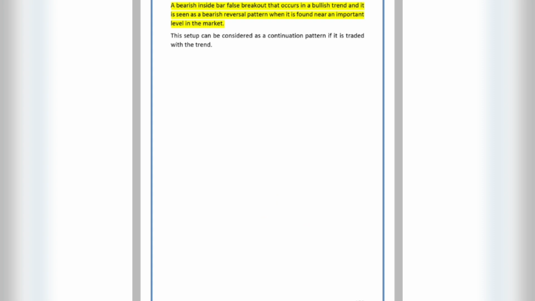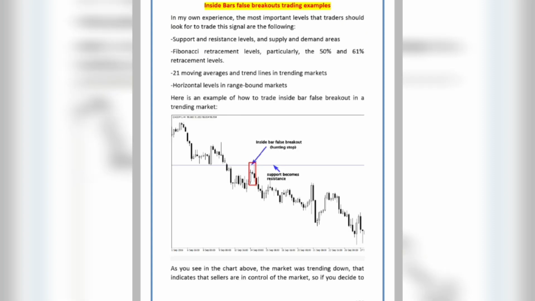A bearish inside bar false breakout occurs in a bullish trend, and it is seen as a bearish reversal pattern when it is found near an important level in the market. This setup can be considered a continuation pattern if it is traded with the trend. Inside bar false breakout trading examples.